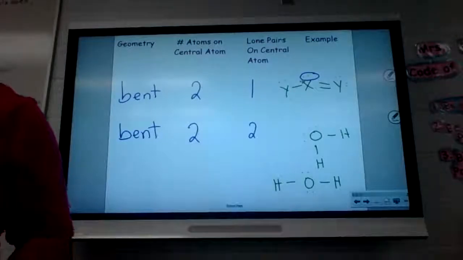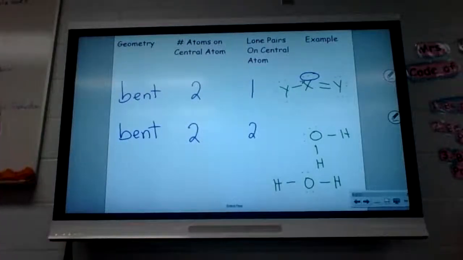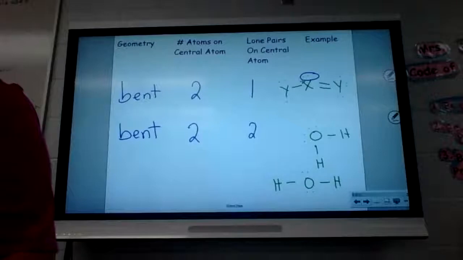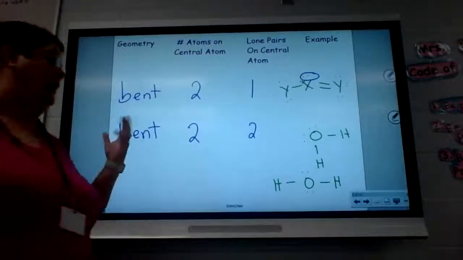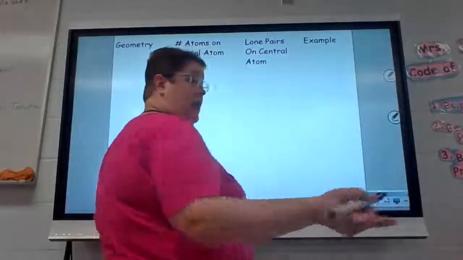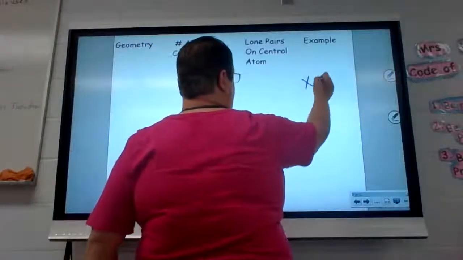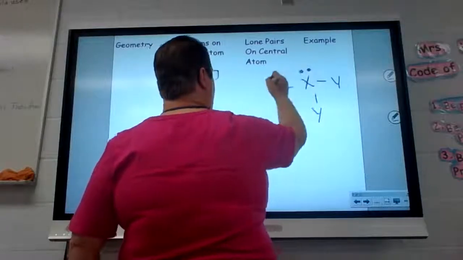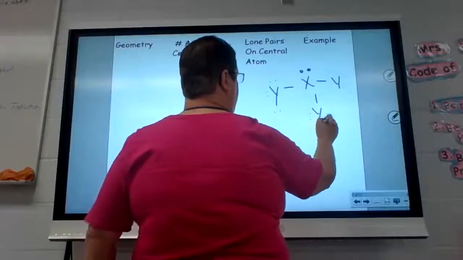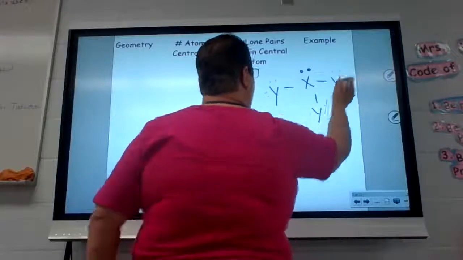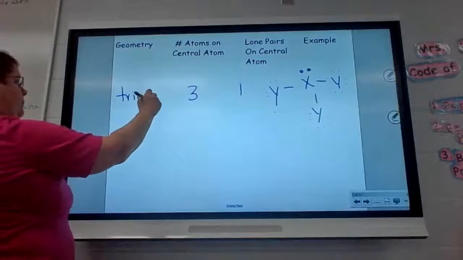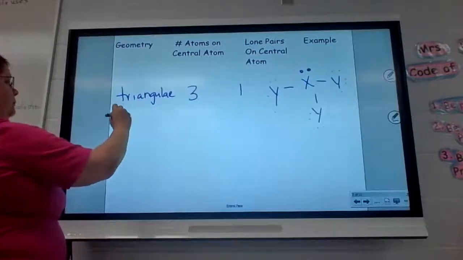So what's the difference between something being linear and something being bent? Lone pairs. If it has lone pairs, it's bent. If it has no lone pairs, it's linear. Everybody with us? All right, last geometry you have to know. And we actually already did this one. So if you have an X with a Y, and a Y, and it has lone pairs right there, those lone pairs make it triangular pyramidal.